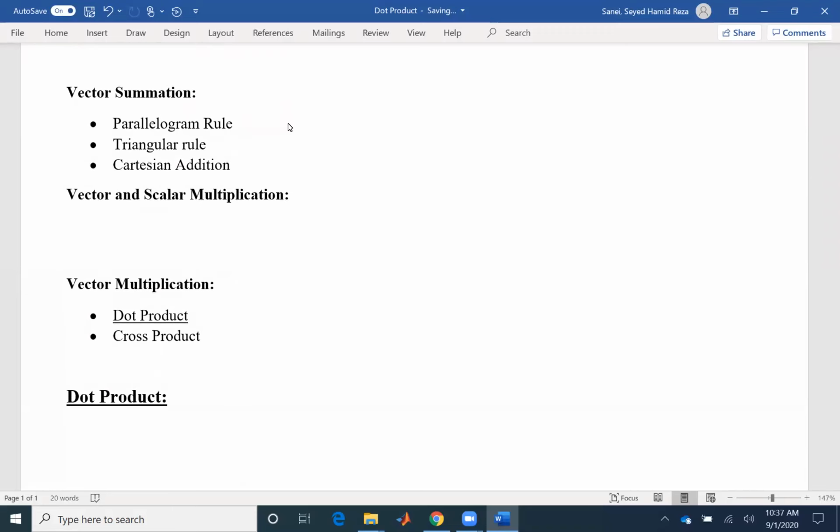If we have two vectors and we're going to add them together, we cannot simply add the magnitude because vectors are also known by their direction. So if we have a vector of 4 and 5, let's say Newton, we're talking about a force here, we cannot simply add them together, say 4 plus 5 is 9. We have to use either a parallelogram rule, triangular rule, or add the Cartesian component of the two vectors.